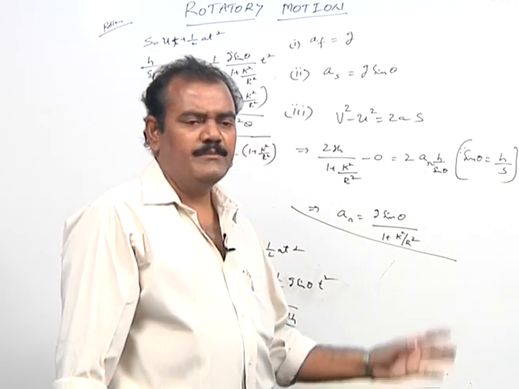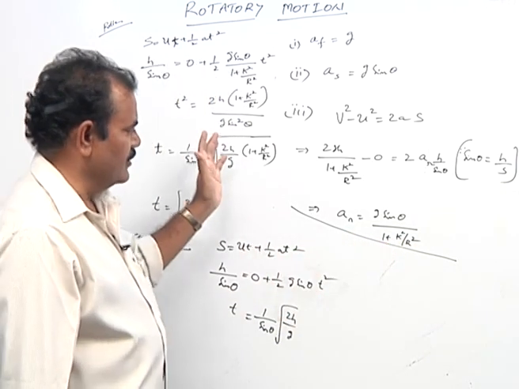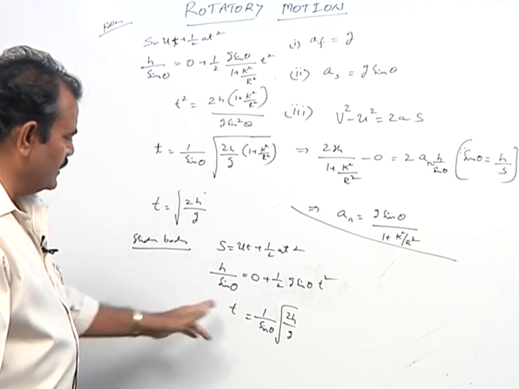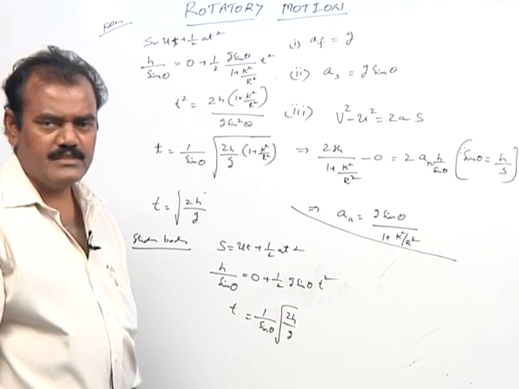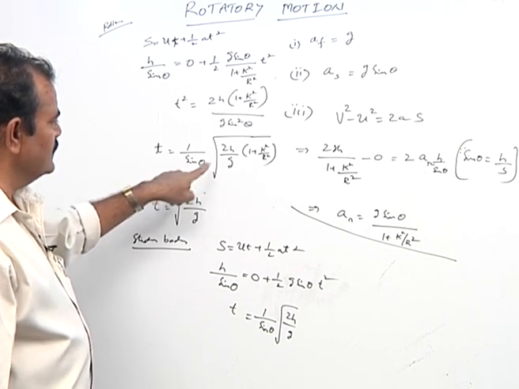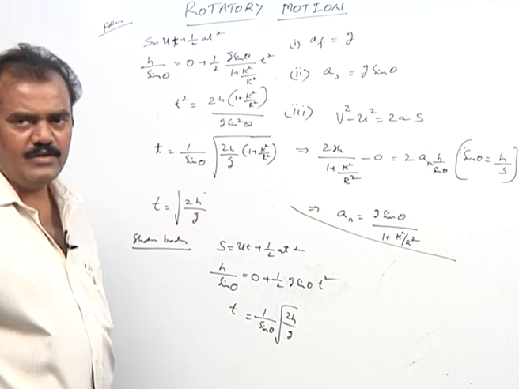Now you can take that the time taken for the freely falling body is root of 2h by g, the time taken for the sliding body is 1 by sin theta square root of 2h by g, and thereafter the time taken for the rolling body is 1 by sin theta square root of 2h by g of 1 plus k square by r square.